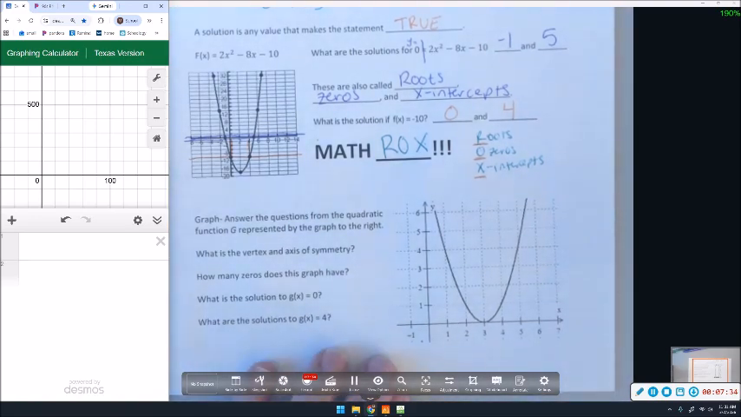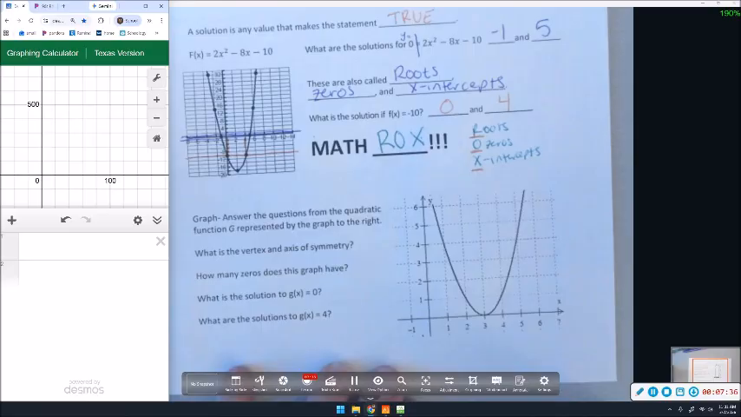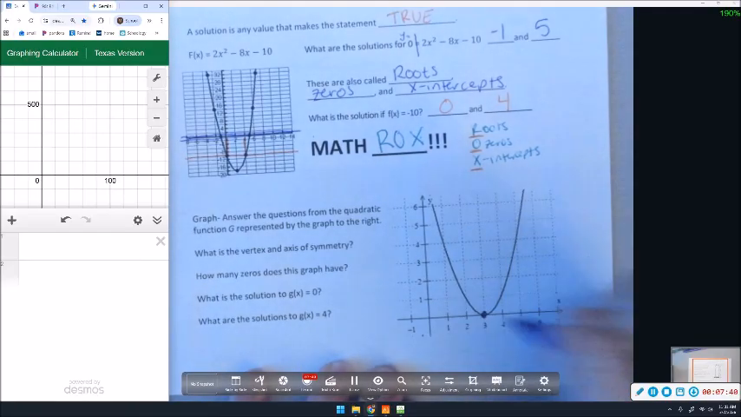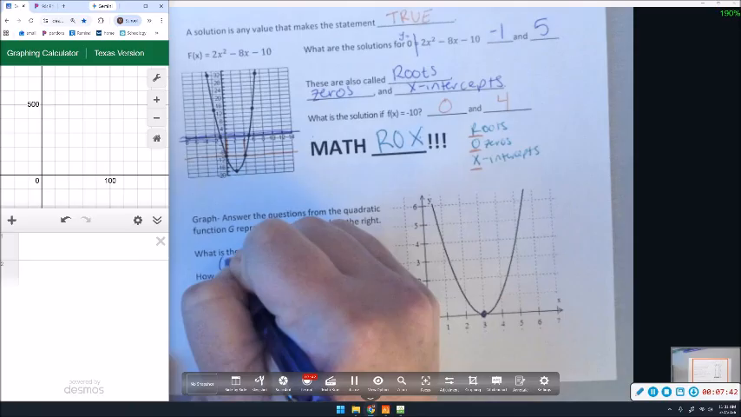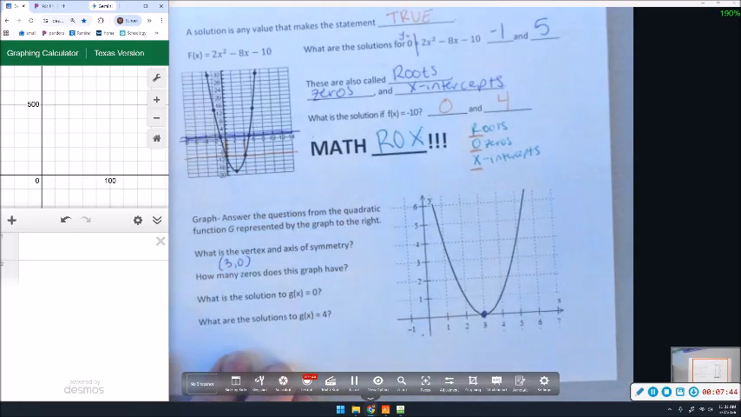Okay, what's my vertex? It's 3, 0. You have to write it as a point. So 3, 0. And 0, 3, is that the same thing? No, so you cannot write 0, 3. It has to be 3, 0.